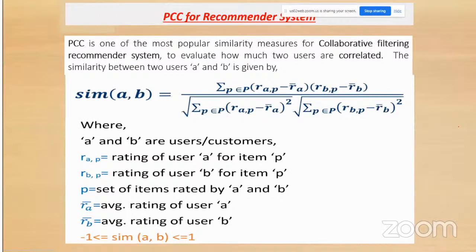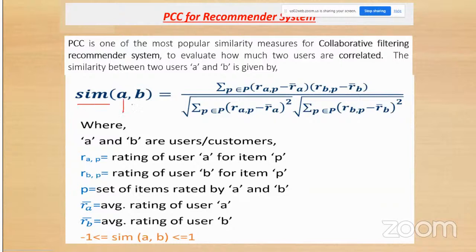Now I'm going to apply the same formula to the data set where I'm looking for similarity between users, because in the collaborative filtering process, we are looking for similarity between users. Based on that, we are going to find rating prediction followed by recommendation. So first we should know how to find the similarity between users. For that we have chosen the correlation coefficient.